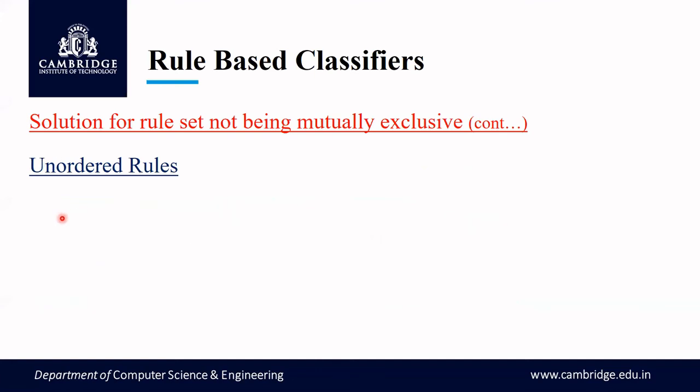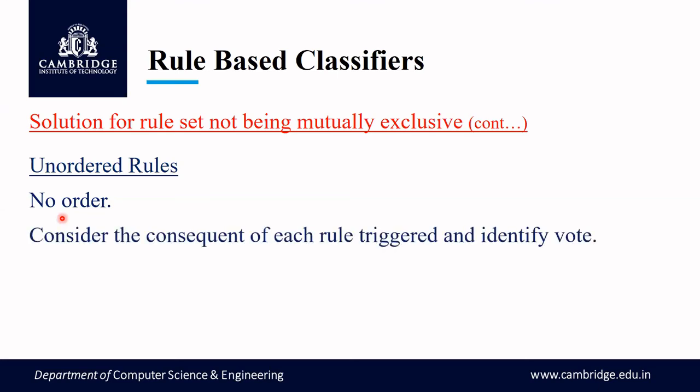In this approach, multiple rules will get triggered. There is no order in which the rules are to be listed. So we will be considering the consequent of each rule that got triggered, because you know that when I say not mutually exclusive, more than one rule will be getting triggered. So what we will do is consider the consequent part of it. What is there in the consequent part? We will have the class label, correct?